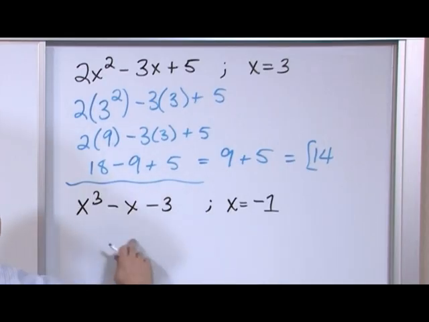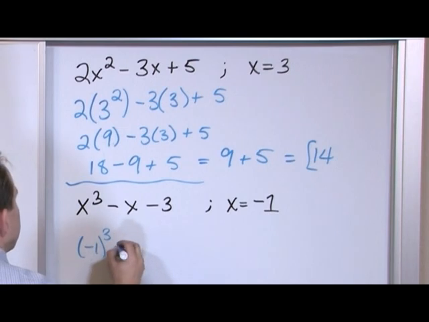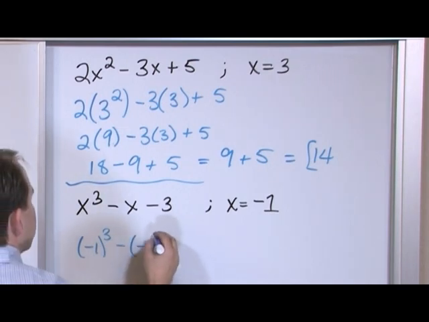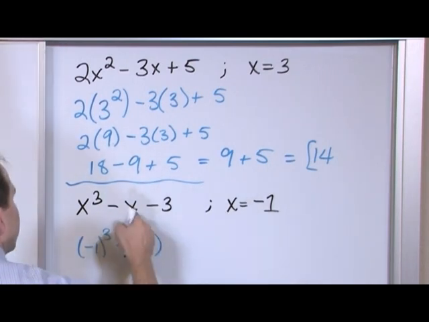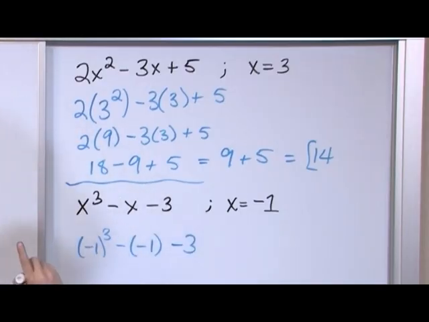Say x is equal to -1. So let's take x and stick it where it belongs. We'll have -1 cubed minus -1, because this is x, this is -1 going in there, minus 3. Now I want you to take a second and truly watch what I've done here, because this is another thing that students do a lot.